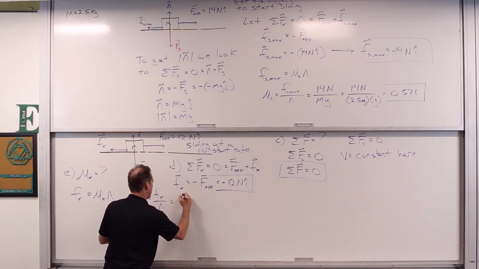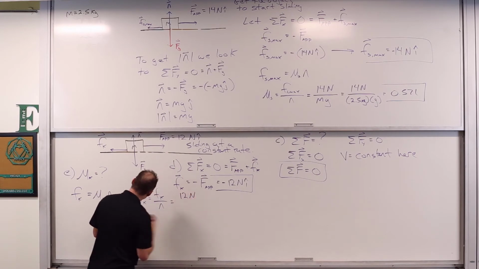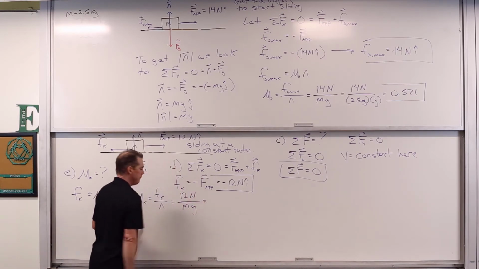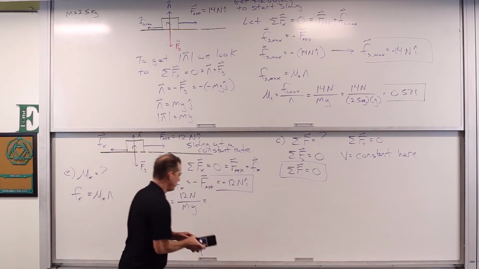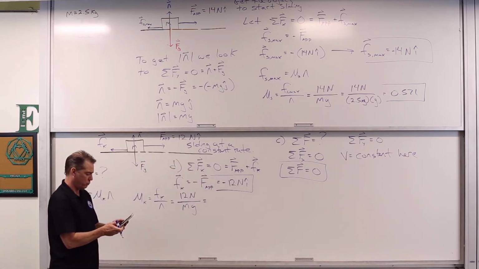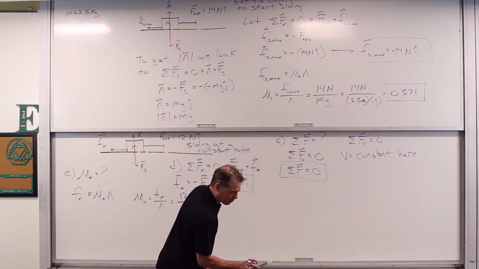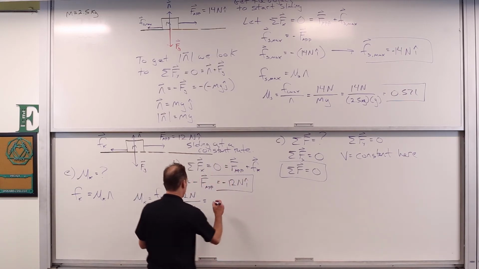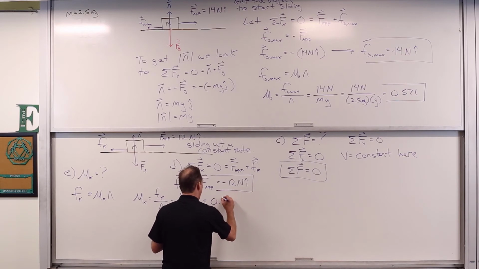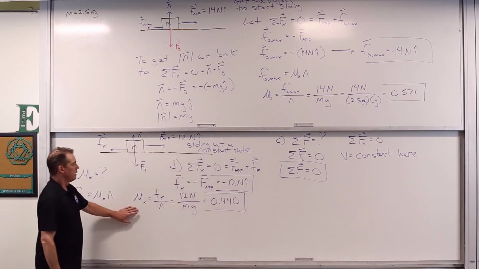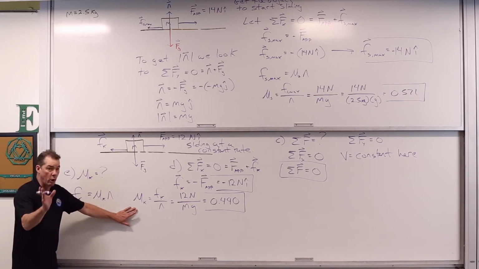So this just is going to become 12 newtons divided by mg. So we know that m is 2.5 kilograms. Let's do 12 divided by 2.5 times 9.8, which gives us 0.4897. We'll call it 0.490. Still a unitless quantity. There we go, though. So notice something.